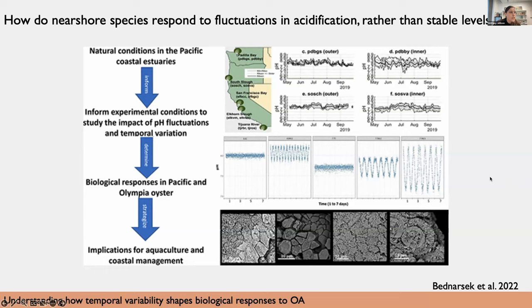where they were able to look at data of pH in the field in estuaries, and then incorporate that into the design of their experiments, where they have this daily fluctuation that is expected in the environments that the oysters are living in. And when they incorporated that variation, you actually see further detriment to their calcification processes when fluctuations are occurring in the experiment versus just a stable mean pH.